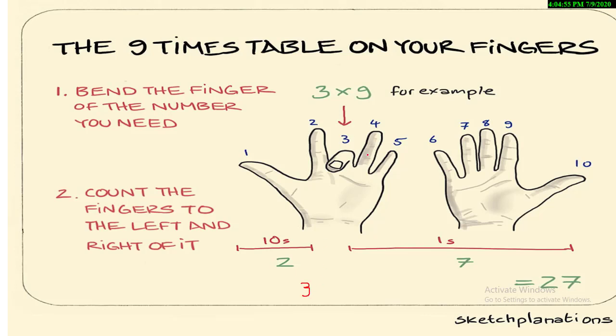And how many fingers are left on the other side? Let's count it. 1, 2, 3, 4, 5, 6. Okay, 6. When I joined both the numbers, I got the answer 36. So 9 fours are 36.